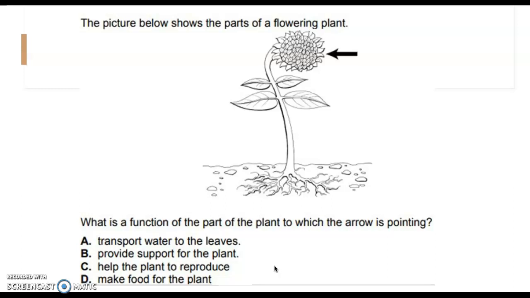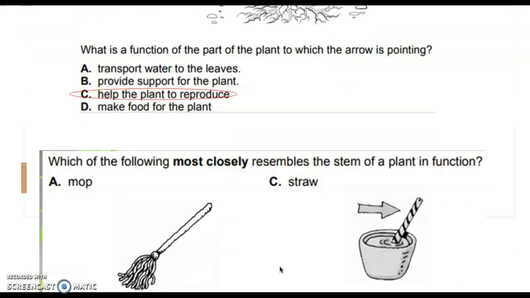All right, let's see. The answer is C. Remember, this structure is the flower. So the flower helps the plant to reproduce. Awesome job. Let's go to the next one.